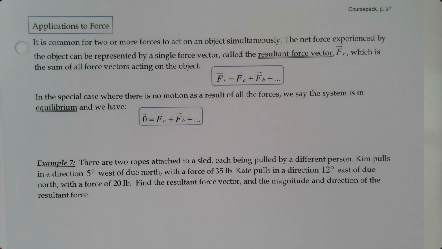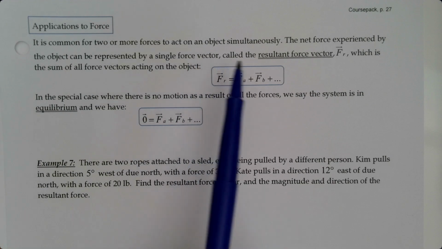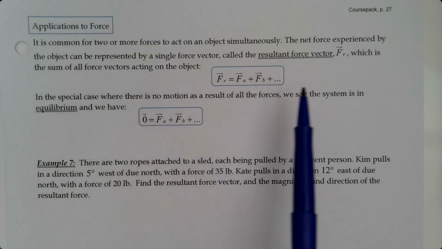So now we're going to look at the second main type of application for vectors, which is force. It is common for more than one force to act on an object. And when that happens, we call the net force experienced by the object a single force vector called the resultant force vector. It's the sum of all the force vectors that are acting on the object.